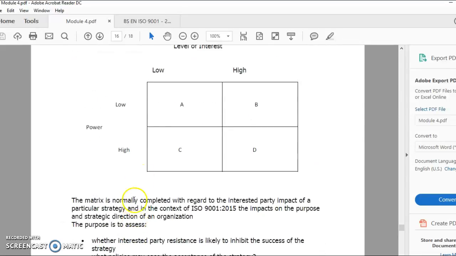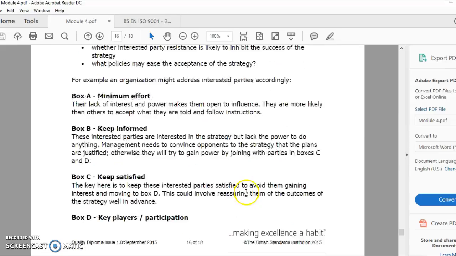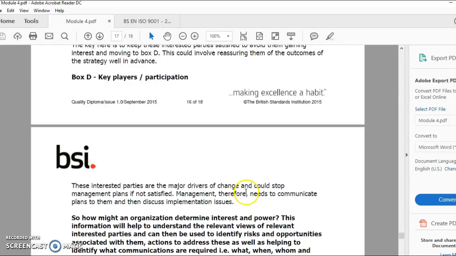Box C, they're going to have low level interest, but they're going to have high amounts of power, so they're going to be people who could potentially do something or have a major impact on the company, depending on what's happening, what's going on.